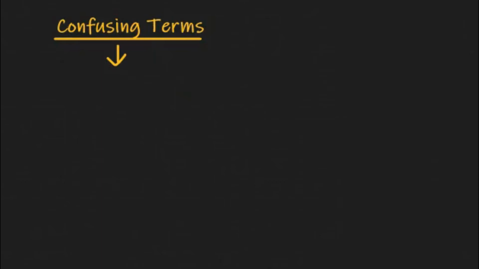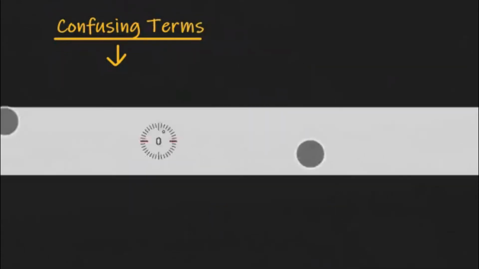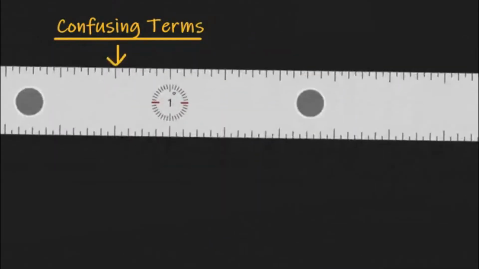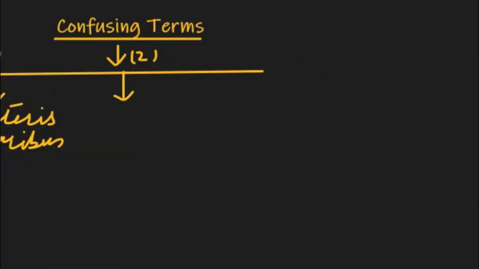In microeconomics, there are three terms which are really confusing. I'm going to explain these three terms. And what are these three terms? I will explain here. They are number one, ceteris paribus. Number two, the concept of margin.